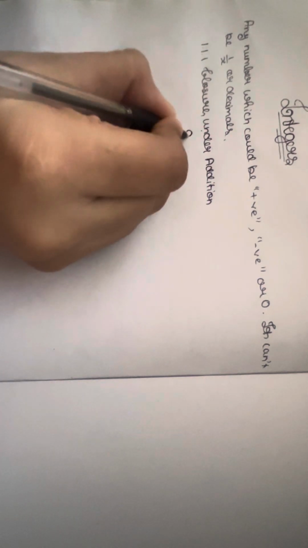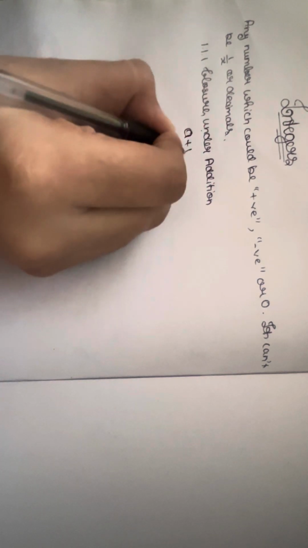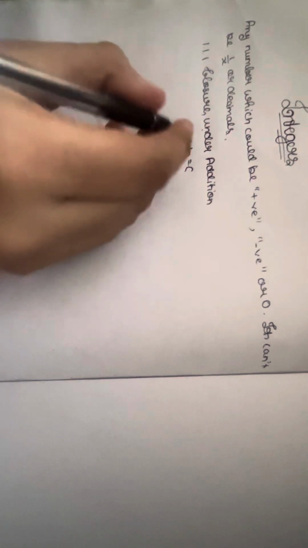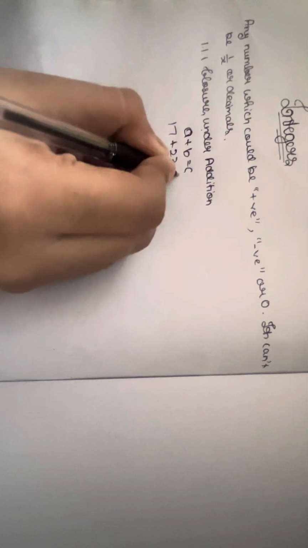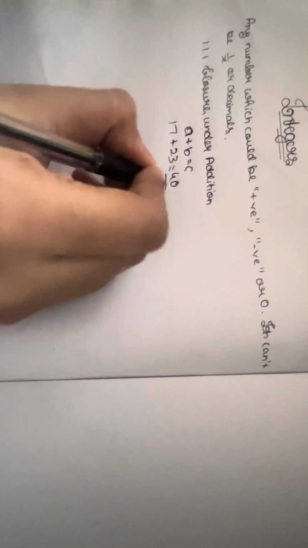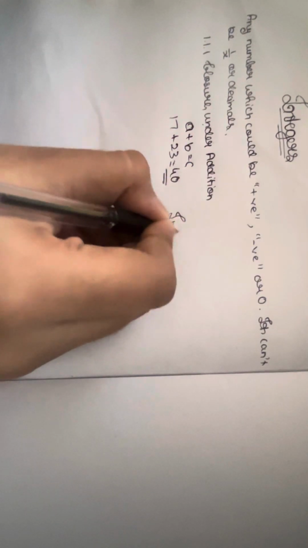It is basically the addition of two numbers, like a plus b is equal to c. By taking an example, we can say 17 plus 23 gives 40. As it is a positive number, it's an integer.